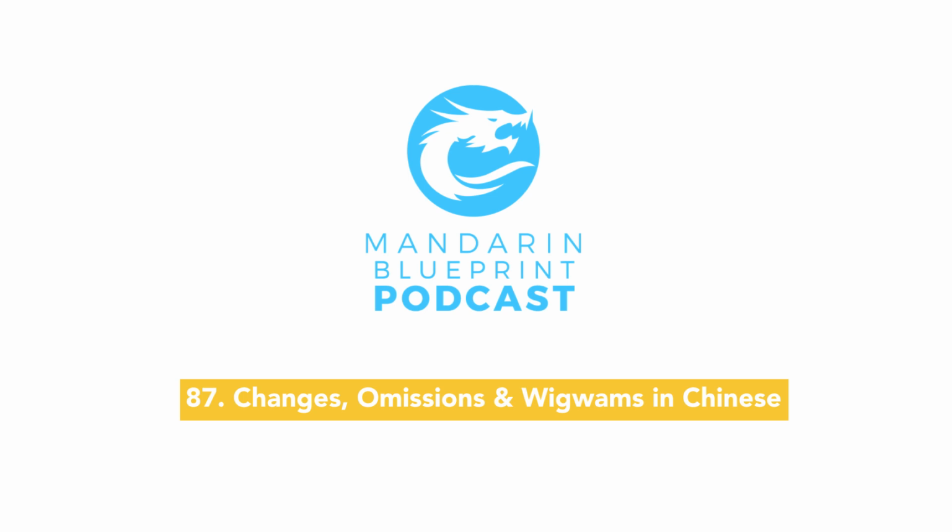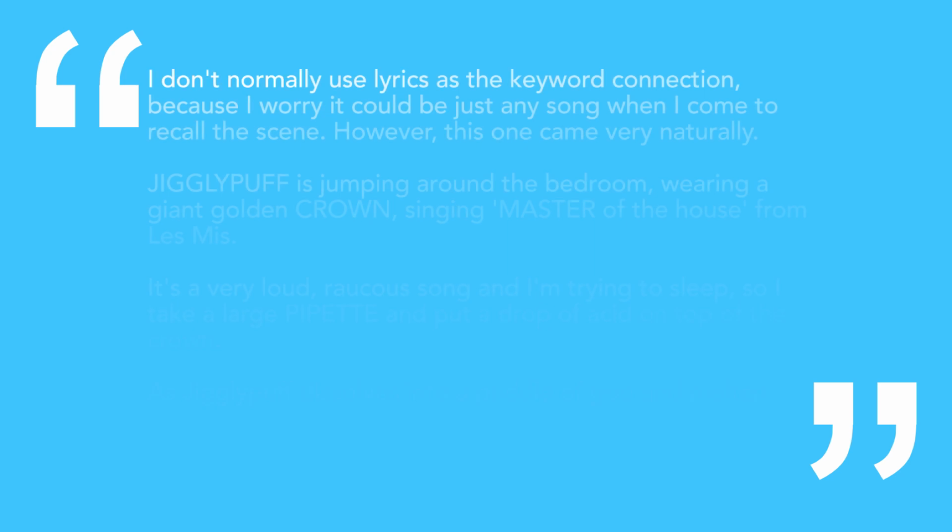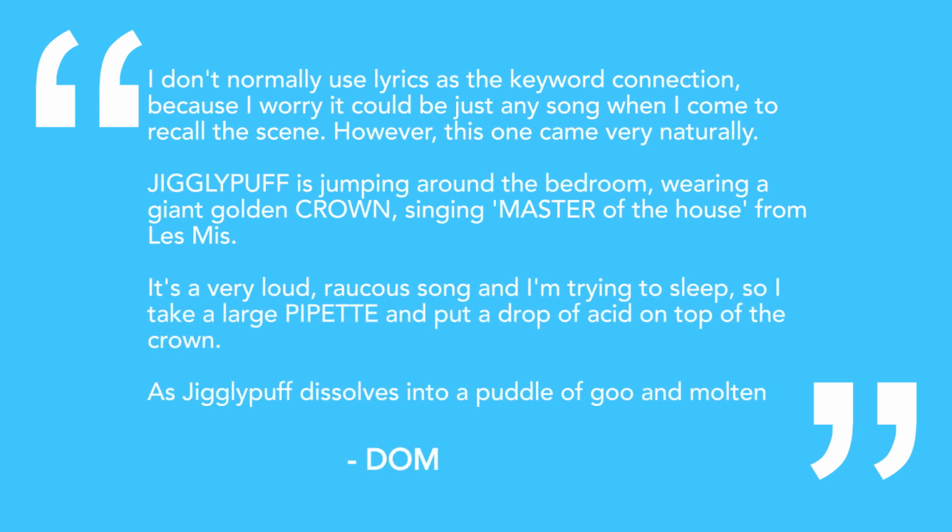Next, we have Dom Thompson on Make a Movie for 主. So this means like master or sort of lord. I don't usually use lyrics as the keyword connection because I worry it could be just any song when I come to recall the scene. However, this one comes very naturally.